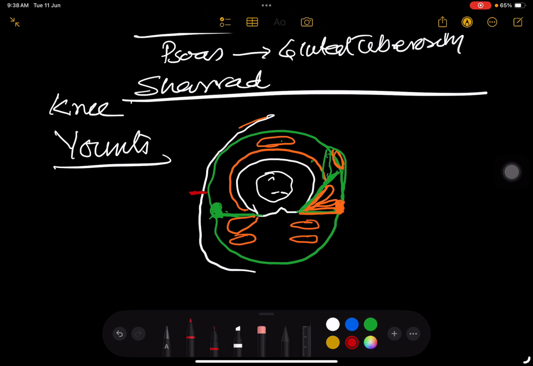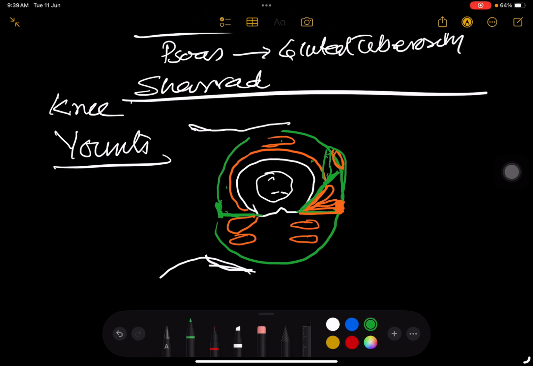Lift off the skin. That means the skin is lifted like this from the deep fascia. Lift off the skin like this from this deep fascia. So now you don't have the skin. Now the skin has been lifted off. Okay. And what you see is the deep fascia and the iliotibial band.